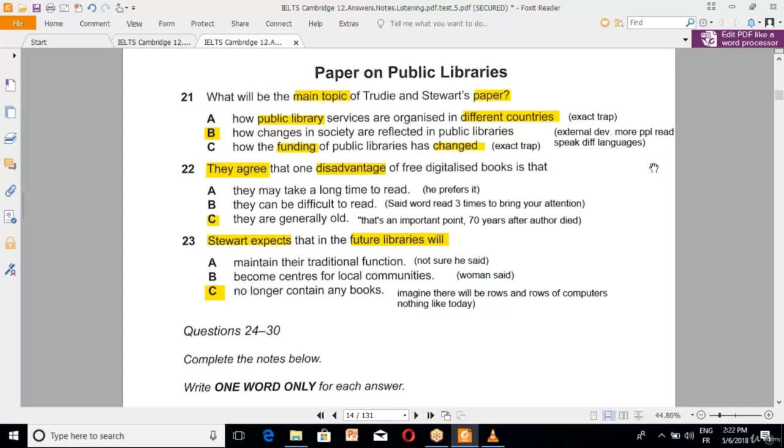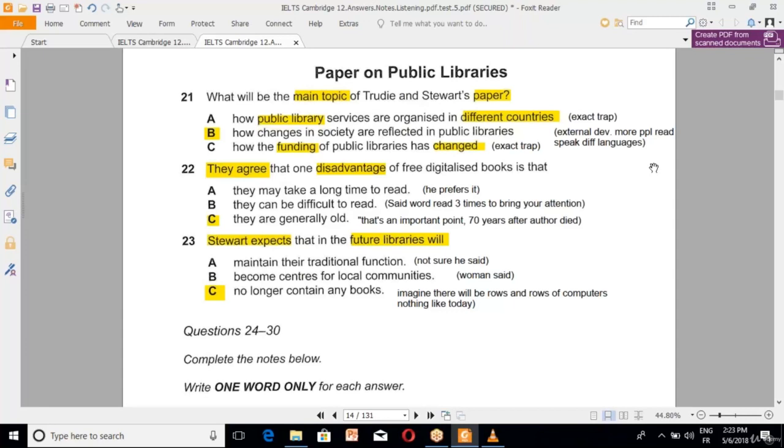They are generally too old. The woman, when the man said that, the woman said that's an important point. That means she agrees. Because the man said that 70 years after the author died, you don't have the latest information. That's a synonym for old. And the woman said that's an important point. The language of saying that's an important point means the same as they agree. Right? This is what IELTS listening is: synonym language, recognizing language in the question and how that language in the question connects to the answer choice.